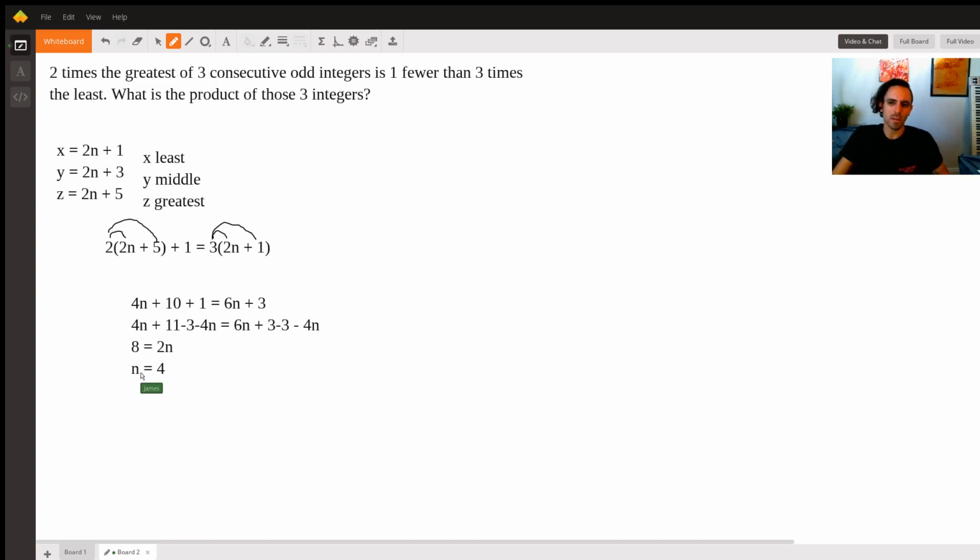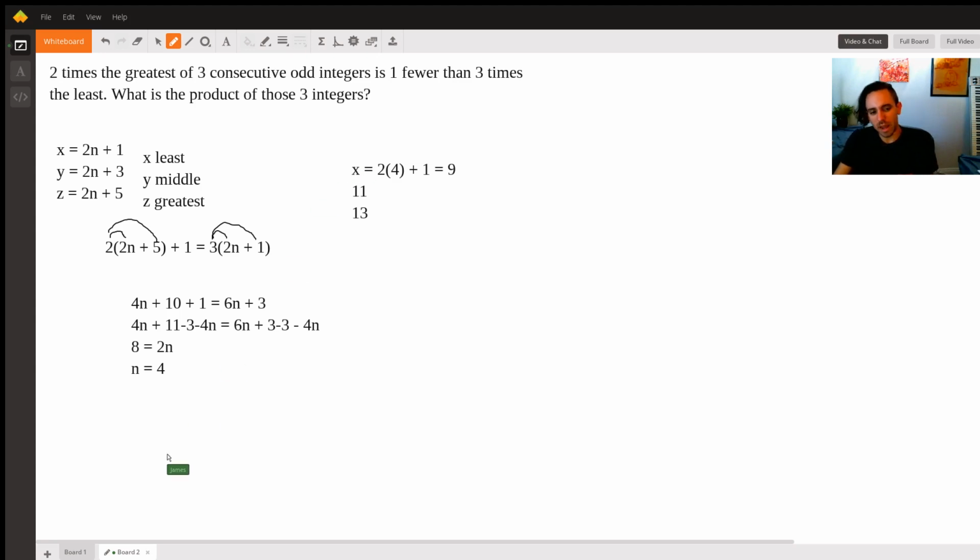N is even, though. What happened? Well, those aren't the numbers we're looking for. We're relating n back to our numbers that are in the answer. So x is 2 times 4 plus 1, which is equal to 9. The next number is the next consecutive odd integer, and the next one is the next consecutive odd integer. So 9, 11, and 13 is the answer to this question.